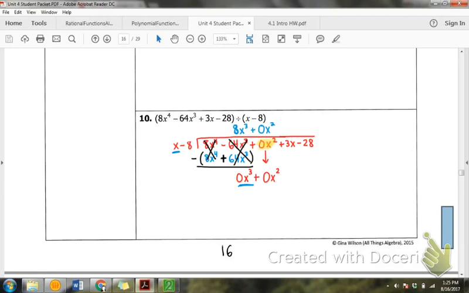And then if we were to multiply 0x squared times each of those, we're getting 0 and 0, right? It's going to be 0. But for the sake of the placeholders, let's go ahead and use the exponents. So 0x squared times x is 0x cubed. It's really 0, but we're going to put the x cubed there. And then 0x squared times 8 is still 0x squared.